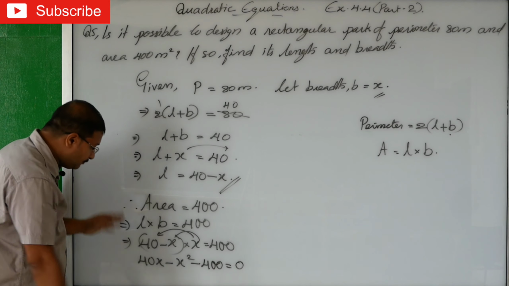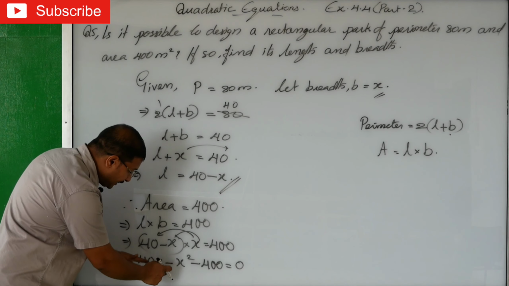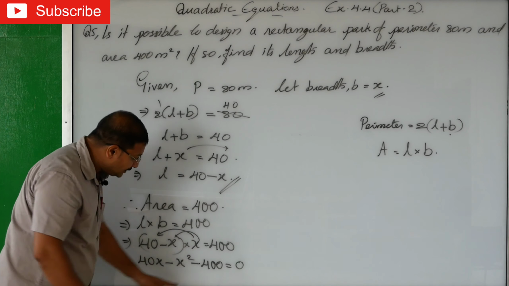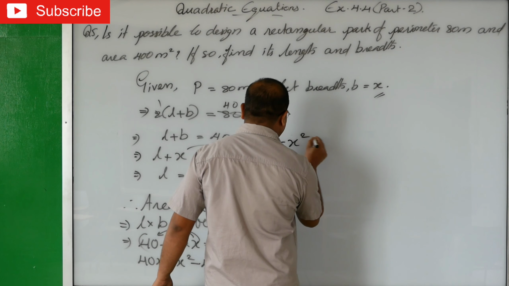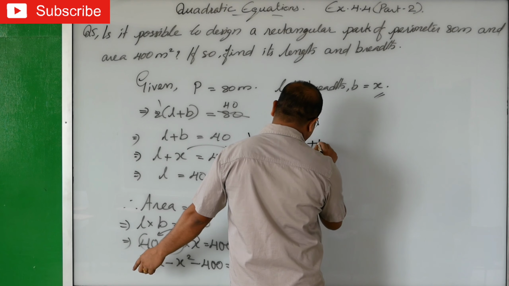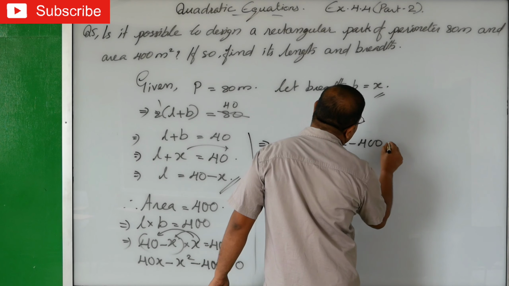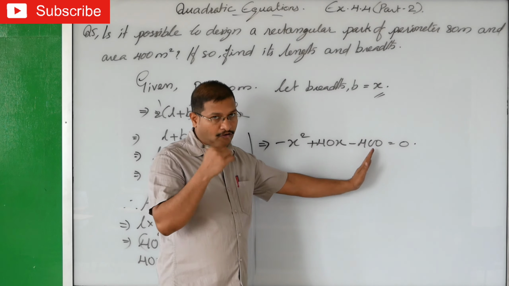I think you can understand. We are opening with x. x into 40, 40x. Minus x into x, x square. 400 is carrying to the next side, it will be minus 400. Ready? Now, minus x square plus 40x minus 400 equal to 0, because we are arranging in order.